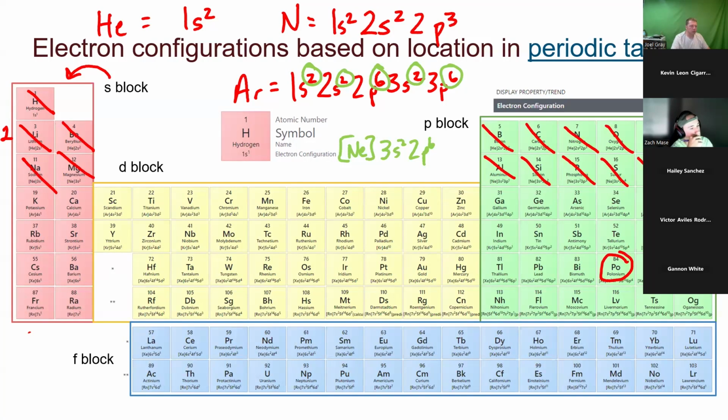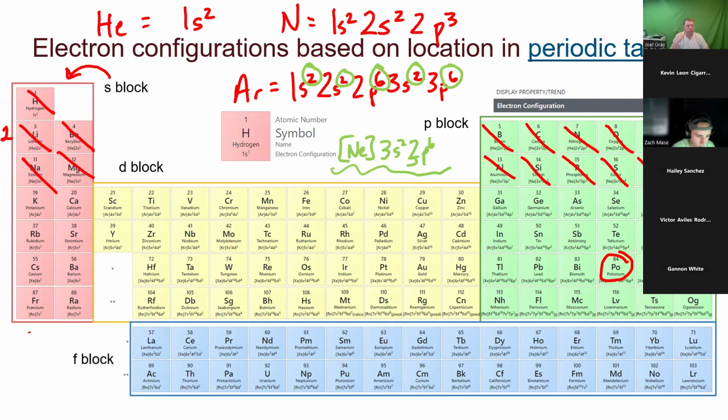This last column is known as your noble gases. So this shorthand notation is using the nearest preceding noble gas and then adding everything that's after that. So for argon, the nearest previous noble gas is neon. So we put neon in a bracket and then we say 3s2 3p6. Sorry about that, not 2p6. So that's just the shorthand notation that's used throughout the periodic table.